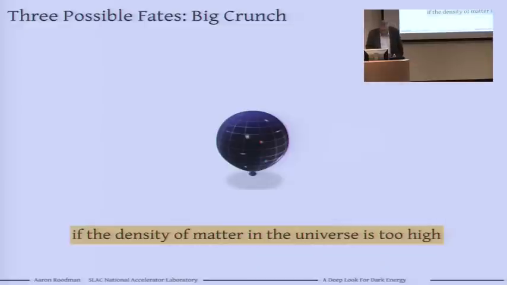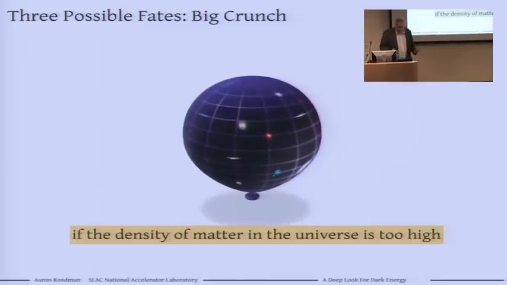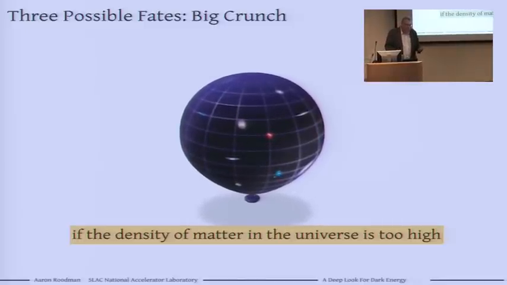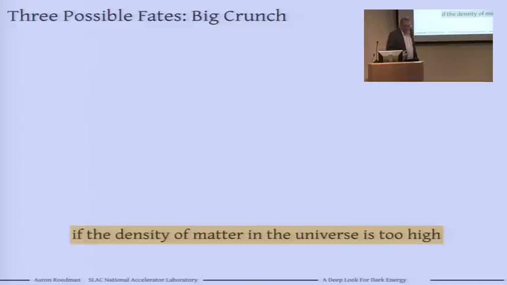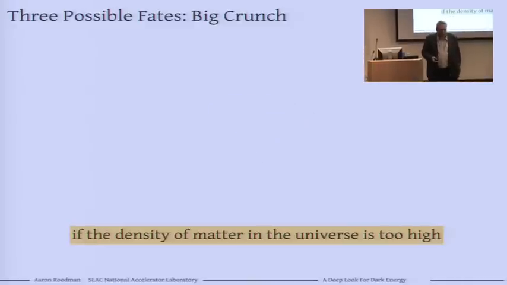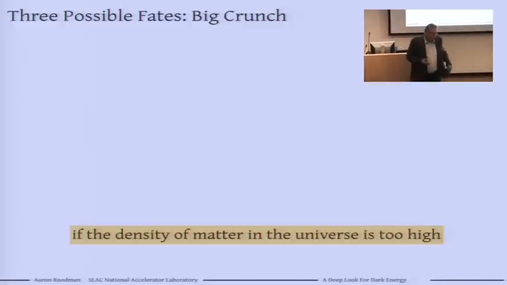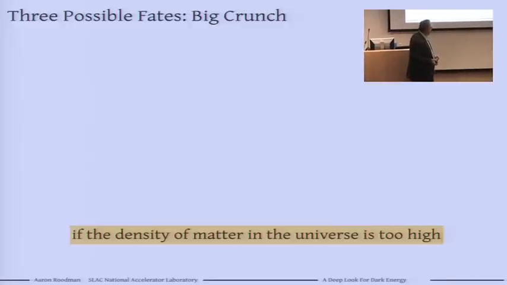Possibility 2 was if the density of matter was too high, above some critical amount, the universe would expand, and eventually it would stop expanding, and then it would contract, ending in the corollary to the Big Bang, sometimes called, for fun, the Big Crunch. Perhaps another Big Bang. That's what would happen if the density was too high.